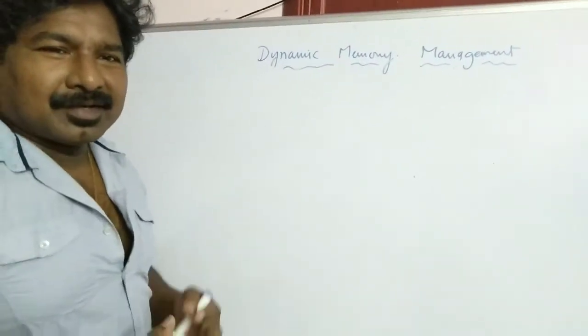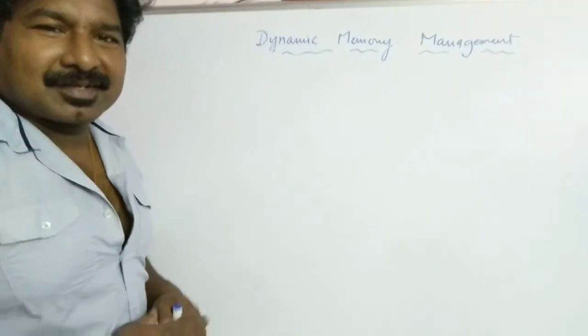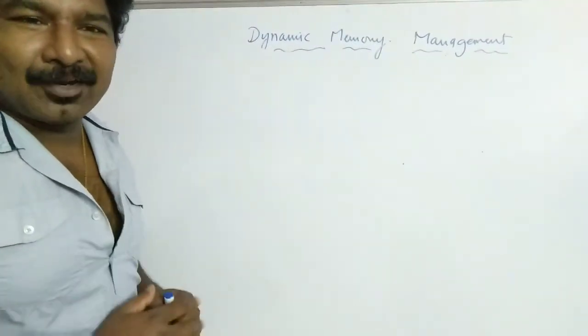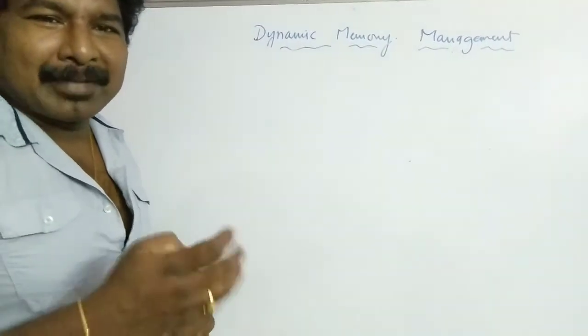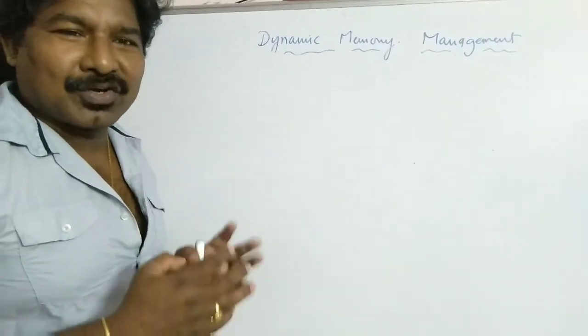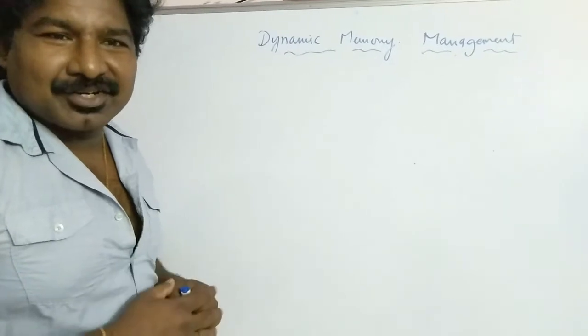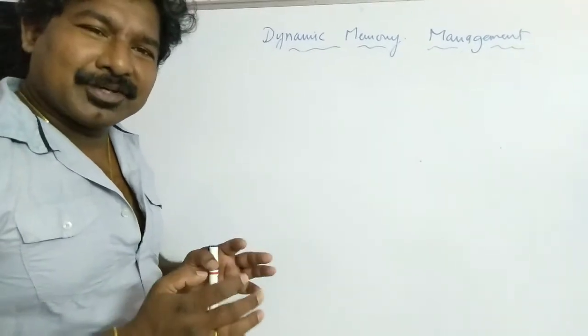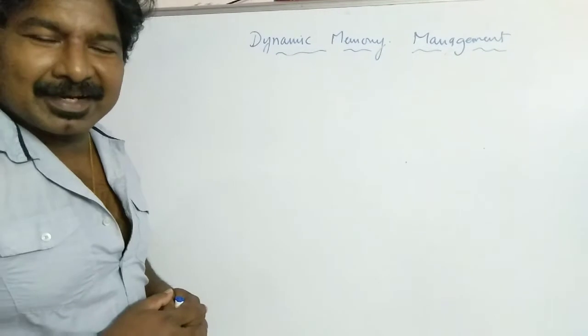Hi friends, so now I would like to discuss a difference between malloc and calloc. We know that malloc is a memory allocation, calloc is a contiguous allocation. Both these functions are used in the dynamic memory allocation of a C language.